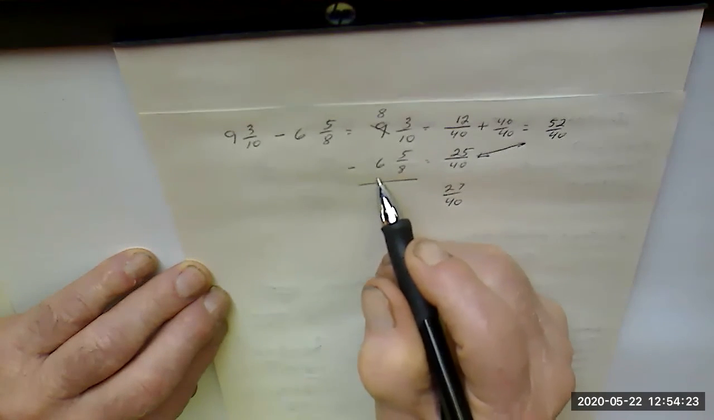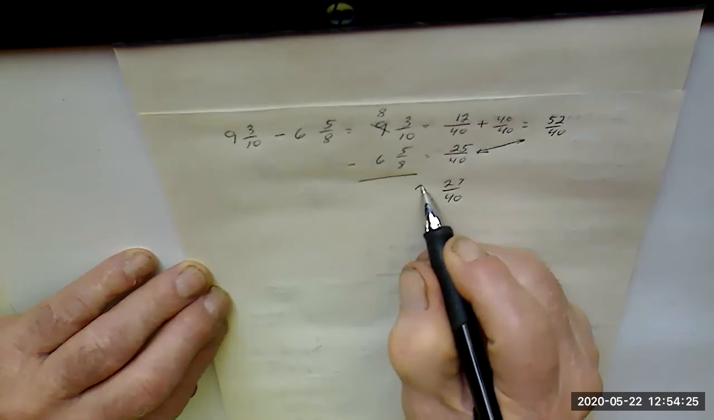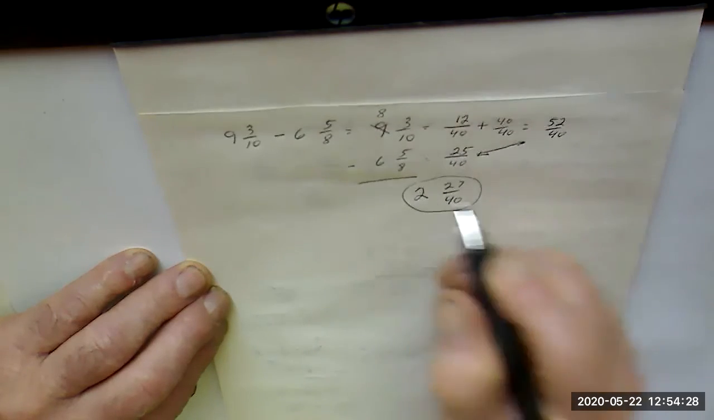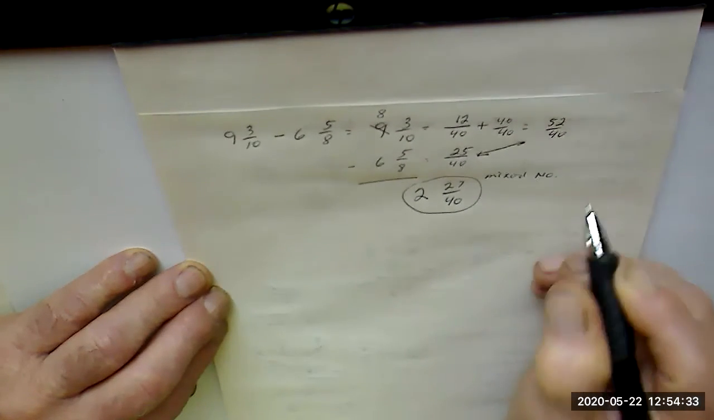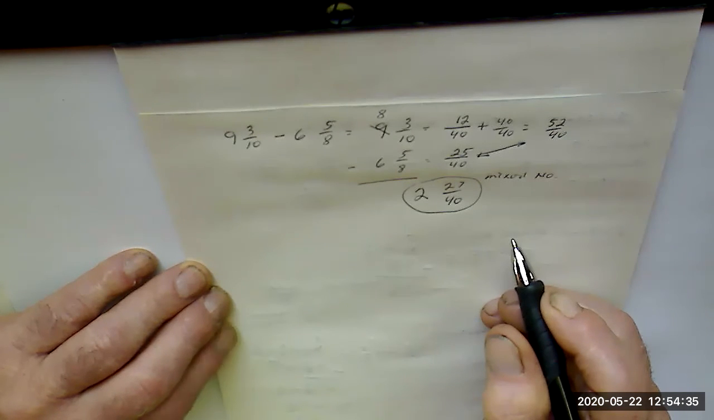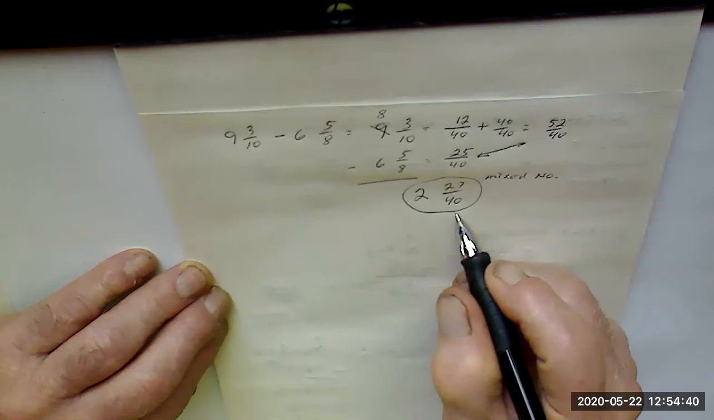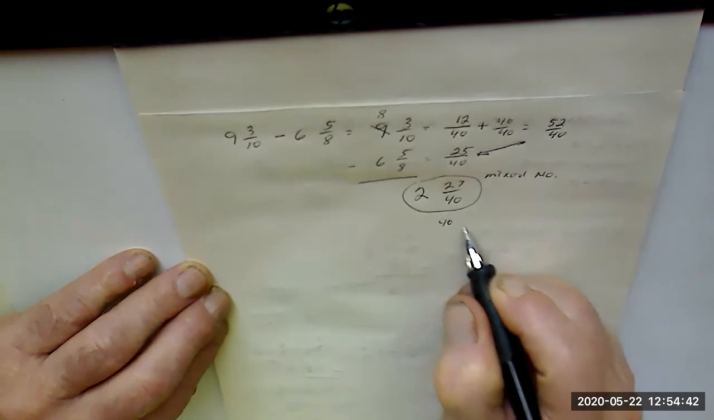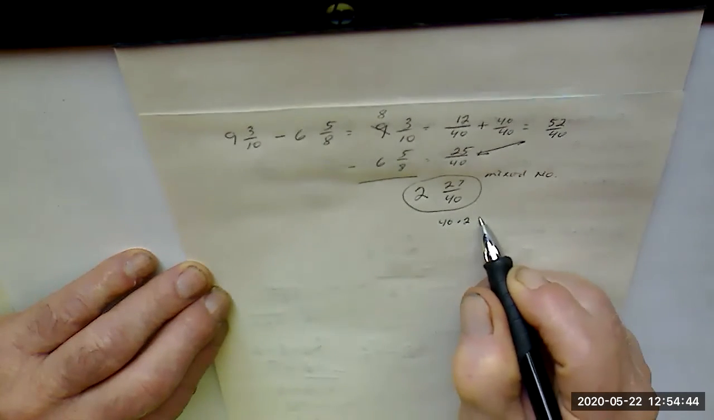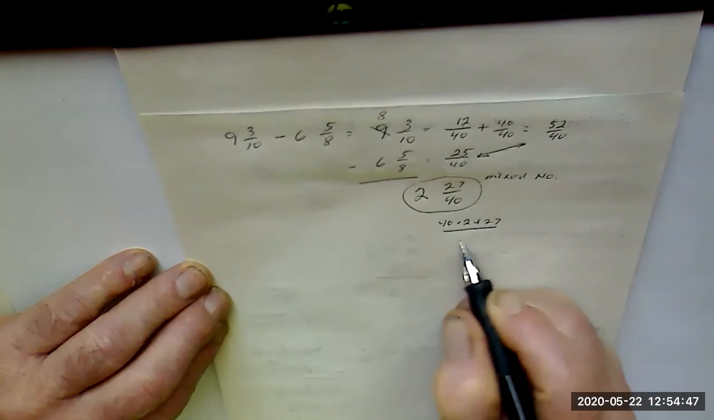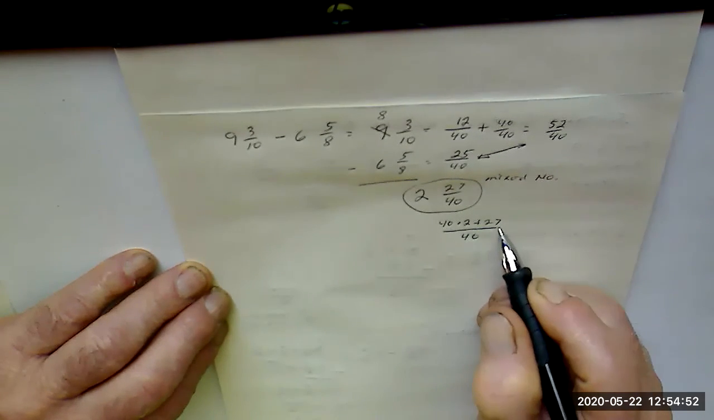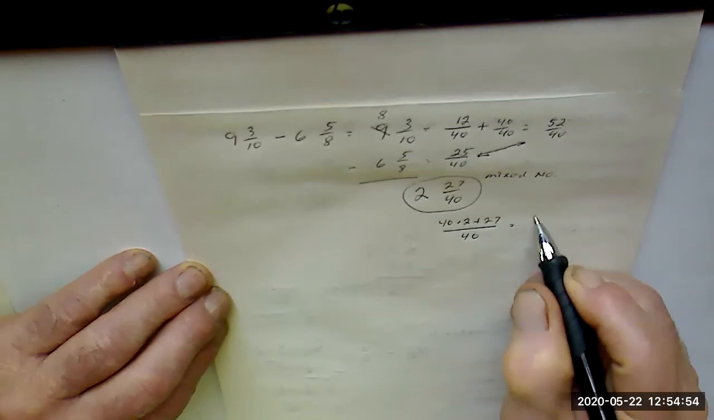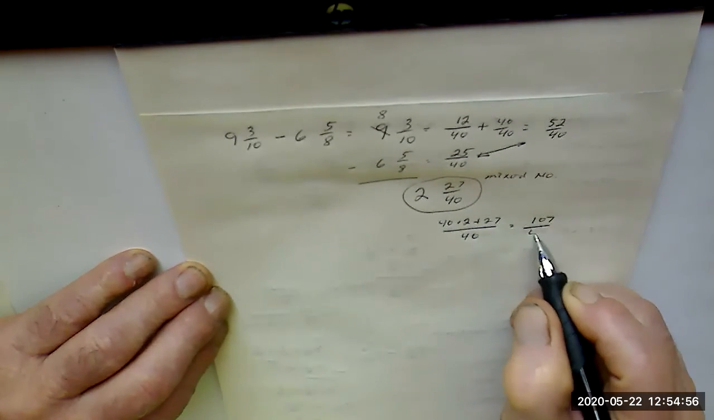And we finally subtract the whole number. 6 from 8 is 2. So the answer as a mixed number is 2 27/40. If we need to convert to a simple fraction, we're going to take the denominator 40, multiply it by the whole number 2, add 27, divide it all by 40. That's going to be 2 times 40 is 80, plus 27 is 107 over 40.